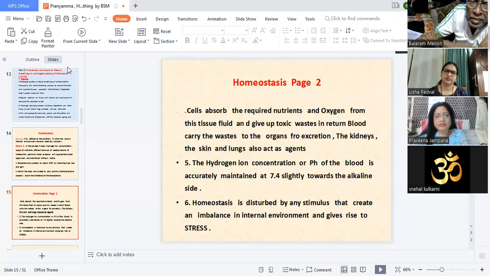Homeostasis is disturbed by any stimuli that create an imbalance in the internal environment and give rise to stress. Stress causes imbalance in the mind, which disturbs the body's functioning. So the breathing rate gets impaired. Okay.